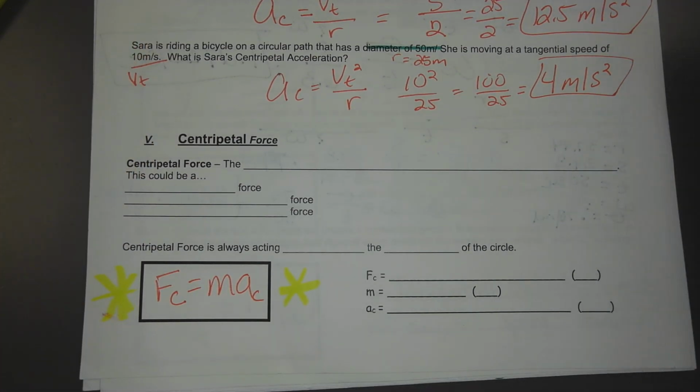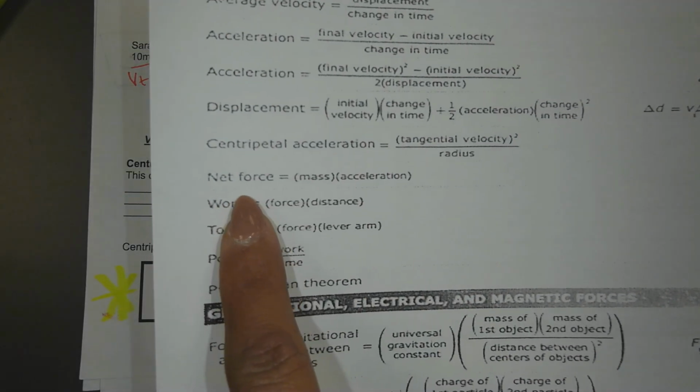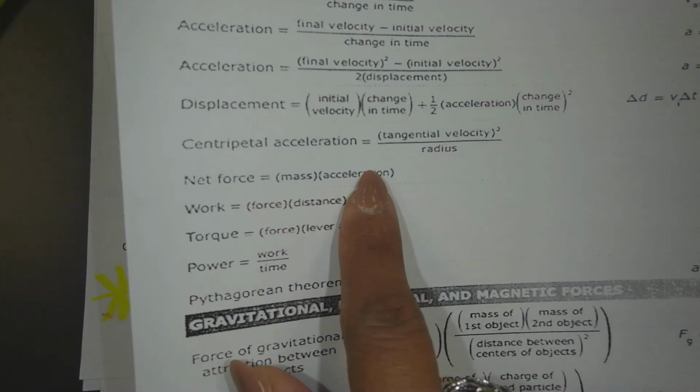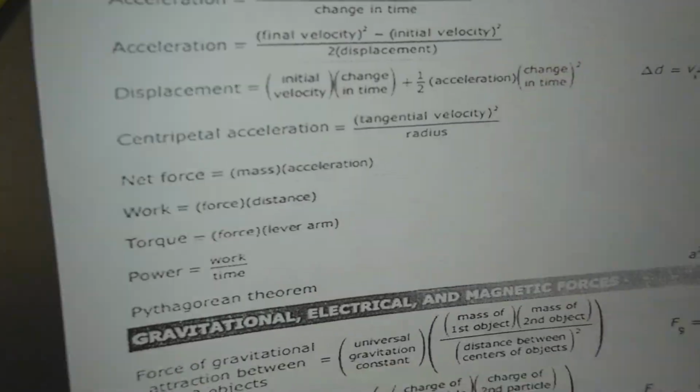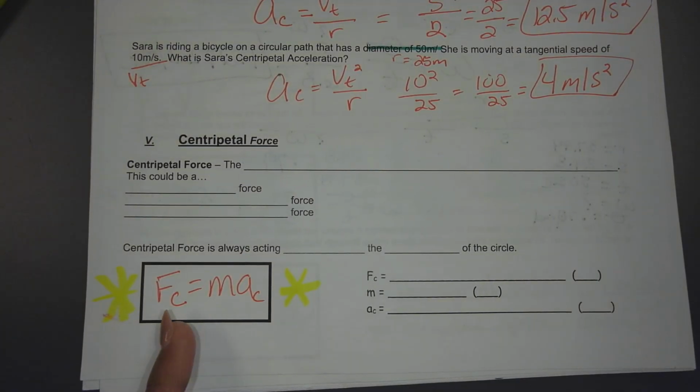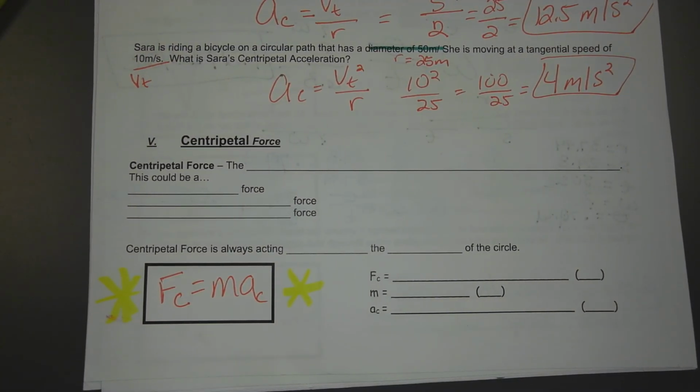And on the formula chart, F equals MA, like that, is on the formula chart. F_C equals MA is not. So I don't want us to get to the point where, oh my God, I can't do this. You can. Right here, force equals mass times acceleration. This equation is on the formula chart, except it just doesn't have the little c's. So it kind of is, kind of isn't on the formula chart. I just wanted to make sure I went over that with everyone.